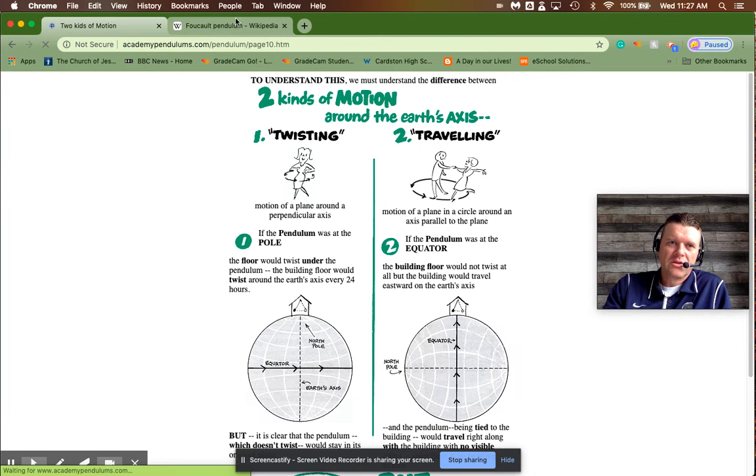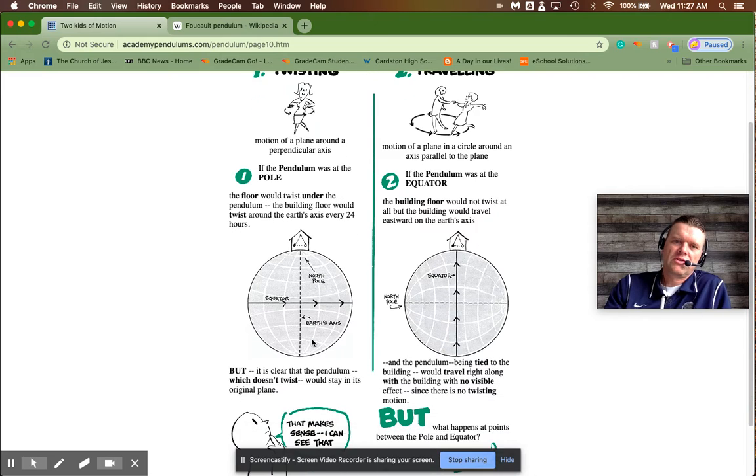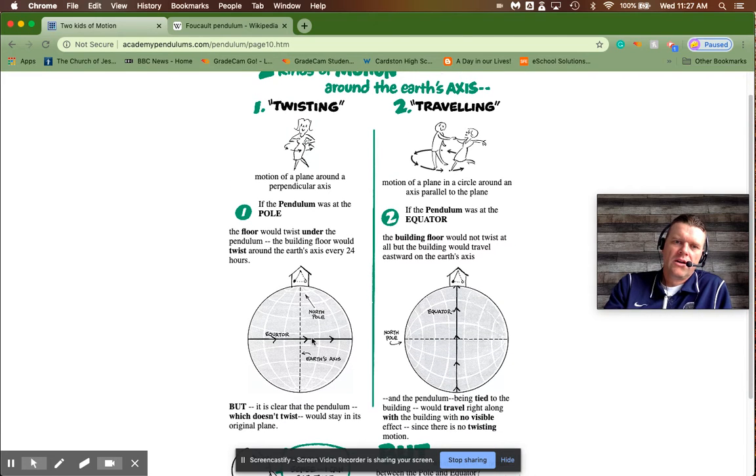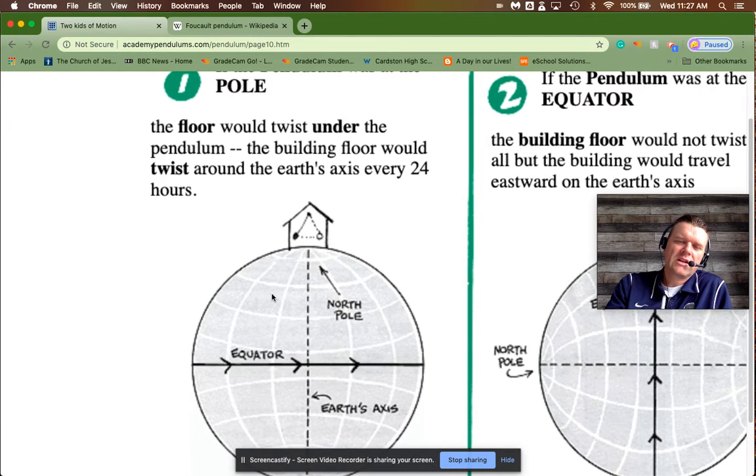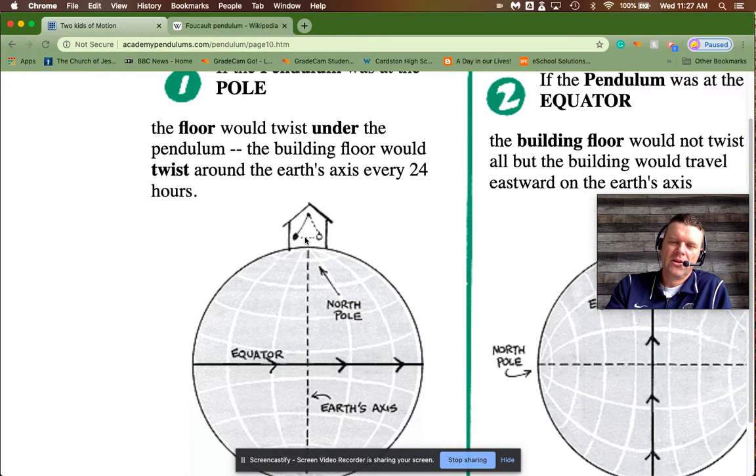And actually, there's a better picture of this. Oh, this one sort of shows it. I'll show you this first. If you look here at the North Pole, if you were to get a pendulum swinging in a building at the North Pole, the floor would twist underneath it, and in 24 hours it would swing through 360 degrees. That's just bonkers, but that's exactly what would happen.